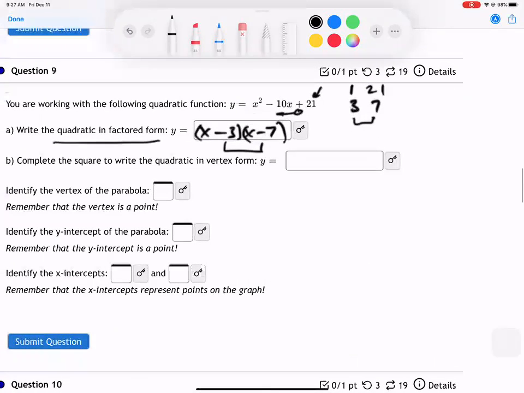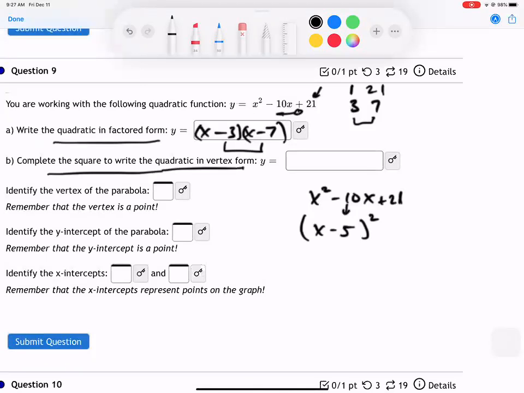Now the second part is complete the square and write in vertex form. Since this is a level 1 problem, we're going to complete the square. Level 1 is divide by 2. We always divide the b value by 2, which is negative 5. What's the perfect c value I wish I had? I wish I had 25, right? x squared minus 10x plus 25. That's my perfect square here. If I add 25, we minus 25 to it. So we're left with negative 25 plus 21, which is negative 4.